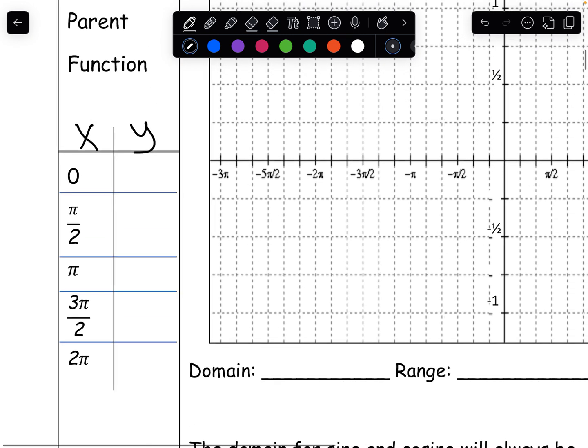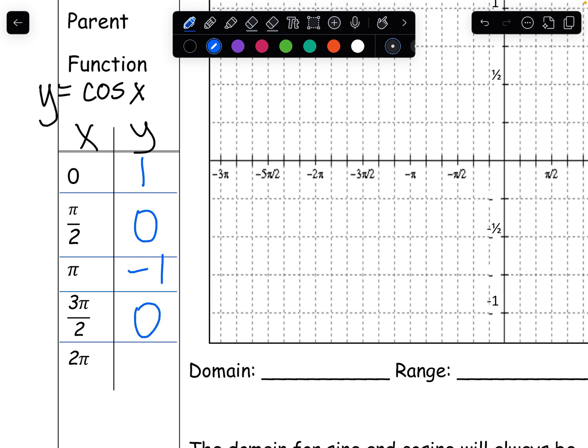Cosine, so again, we're doing y equals cosine of x. That means that we're plugging these x values in for x. So cosine of 0 is 1. Cosine of pi halves is 0. Cosine of pi is -1. Cosine of 3 pi halves is 0. And cosine of 2 pi is 1. Because again, we are repeating. We're ending where we're starting.